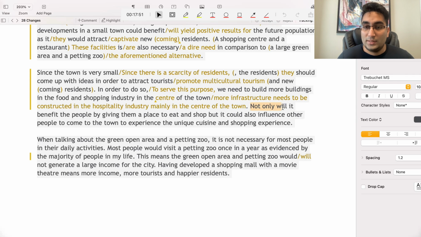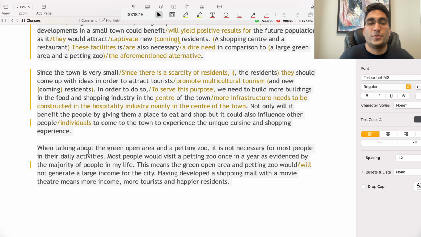Okay, not only, this is also good, you know, not only will it whatever, but it will also whatever. This is just like using since or when. So it's good. You got at least 3 complex sentences. That's nice for a task 2. Not only will it benefit the people by giving them a place to eat and shop, but it could also influence other people. So people and people, same thing, right? Let's say individuals. Keep it different. Give the examiner a variety.